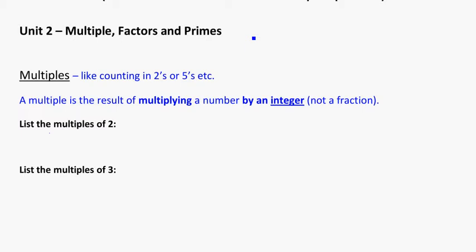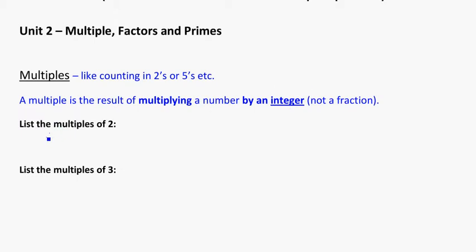at multiples first. And I like to think of multiples as like counting numbers, or counting in 2s or 5s or things like that. So that might make sense when we actually list out the multiples. So let's list out the multiples of 2, and that's basically says that a multiple is the result of multiplying a number by any integer, but not a fraction. So what does that mean?